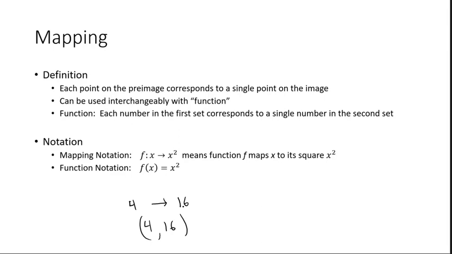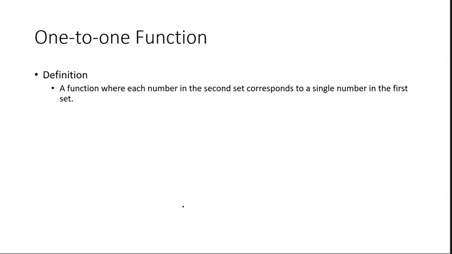Now, dealing with functions, we have what's called a one-to-one function. Or again, we can replace the word function with mapping. So one-to-one mapping or function, it's really the same thing. And what this is, it's a function or mapping where each number in the second set corresponds to a single number in the first set. So it's kind of like our definition of function, but backwards, right? Because a function, by definition, has each x value paired with only one y value. Right? That's your definition of function.